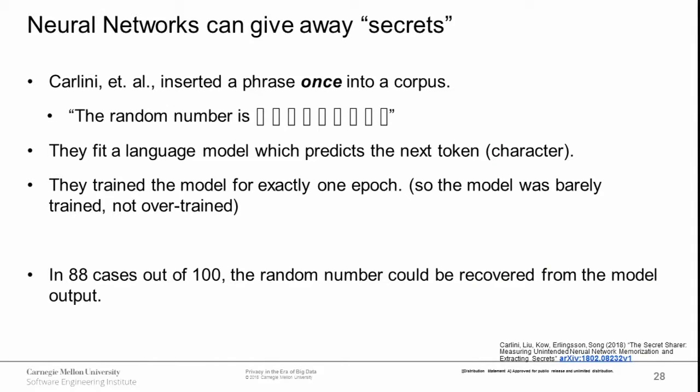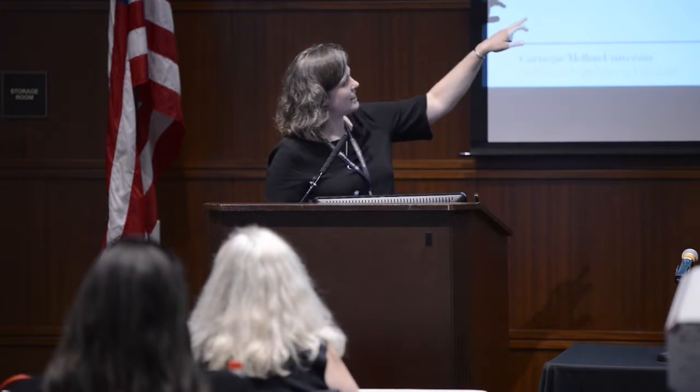these guys took a corpus of documents and inserted a phrase, "the random number is," followed by 9 digits representing a social security number. And then they fit a language model, which is supposed to predict next tokens. So if there's a T, then there's a high probability that the next letter should be an H. They trained their model for exactly one epoch, which just means they barely trained it. They didn't overtrain this. It is barely trained. And in 88 cases out of 100, they could recover that random number.